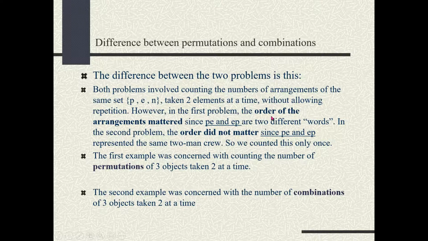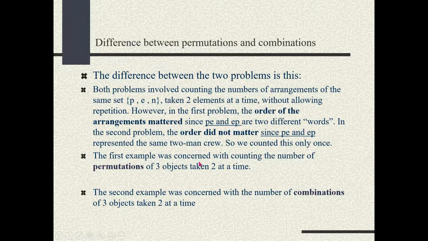However, in the first problem the order of the arrangement mattered, since PE and EP were considered 2 different words, right? PE is P and EP is maybe EP. So these are different words. Whereas in the second problem the order did not matter, since PE and EP represented the same 2-man crew. PE implied Paul and Ed, and EP implied Ed and Paul, so necessarily the same pair. So we counted this only once.